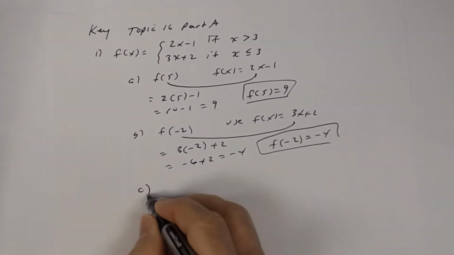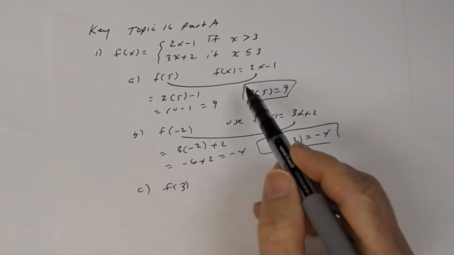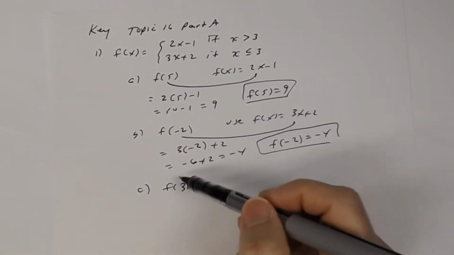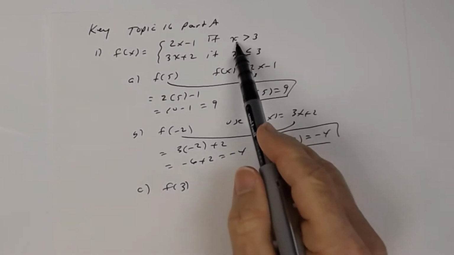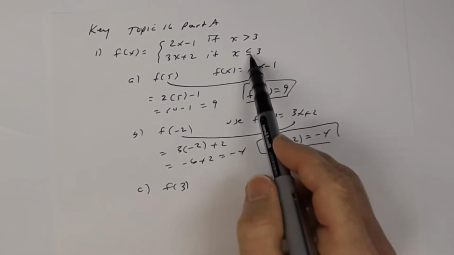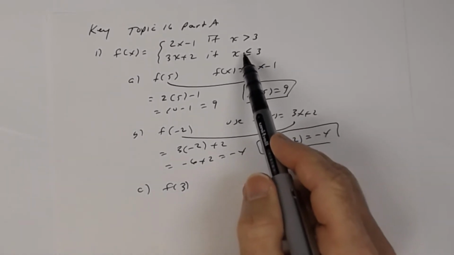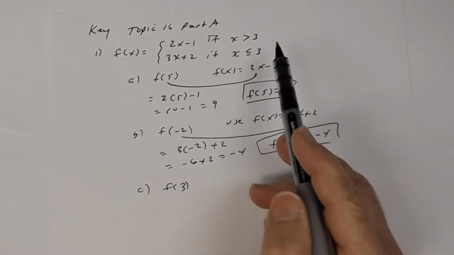For part C, you want to find f of 3. Well, now, notice that this says x is 3. So what's the y value when x is 3? So you're not going to use this one because 3 is not greater than 3. You're going to use this one because 3 equals 3. So 3 is less than or equal to 3 is a true statement. All right, so that's the one you're going to use.